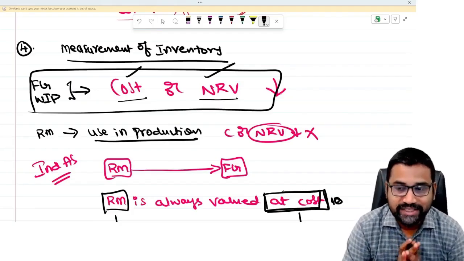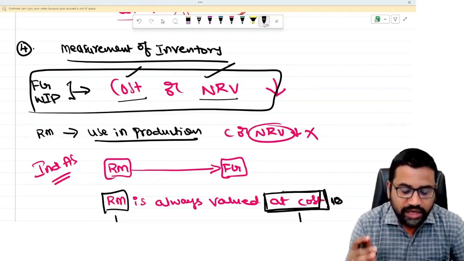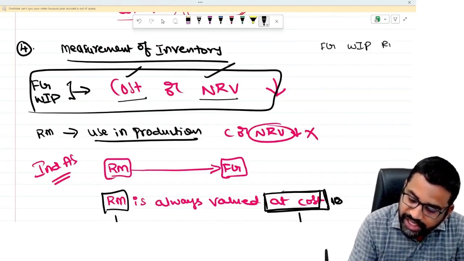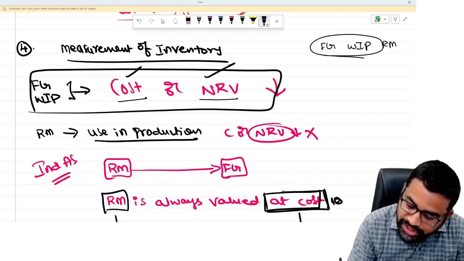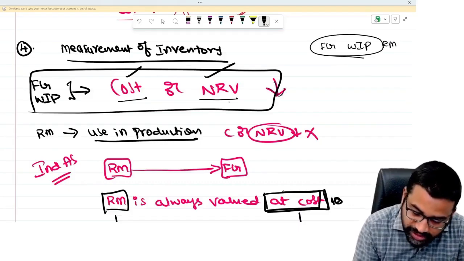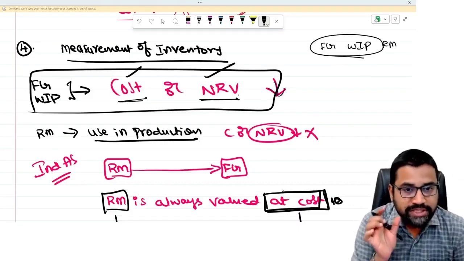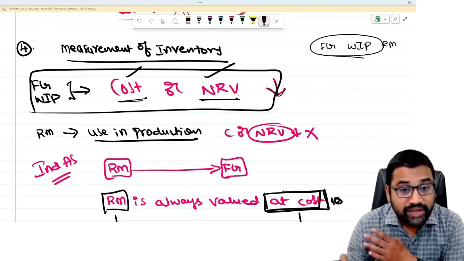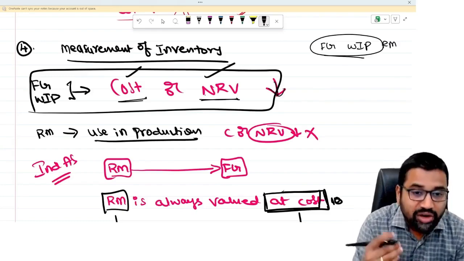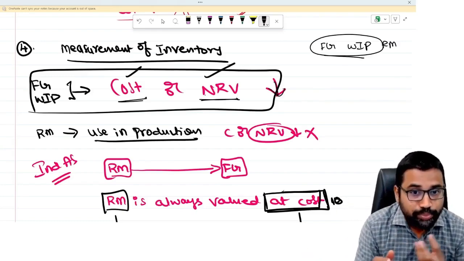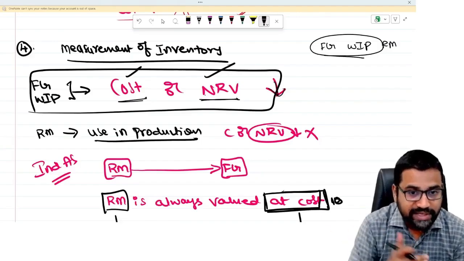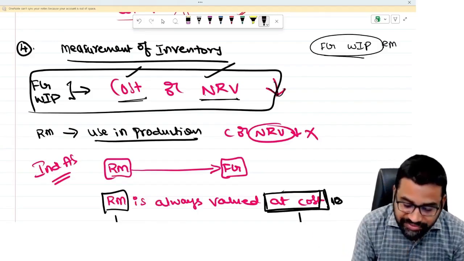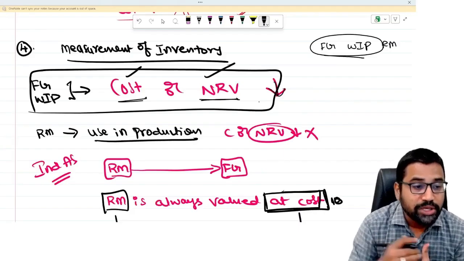Now listen to me, very interesting discussion. I told you there are three types of inventories: finished goods, work in progress and raw material. For finished goods and work in progress, this principle holds good, that is cost or NRV, whichever is lower. That means the cost will be compared with its net realizable value, and whichever is lower will be the value. But it will not hold good in case of raw material, because raw material is not held for sale in the ordinary course of the business. You purchase raw material for use in production, not for sale. Therefore, you cannot compare the cost of the raw material with its NRV. That's why cost or NRV, whichever is lower, is not applicable in case of raw material.